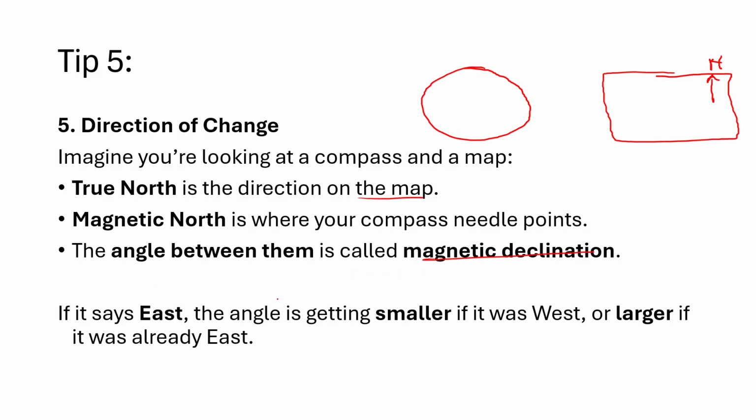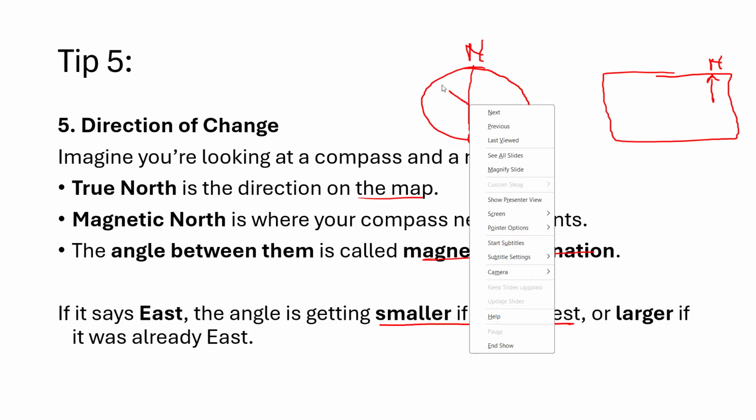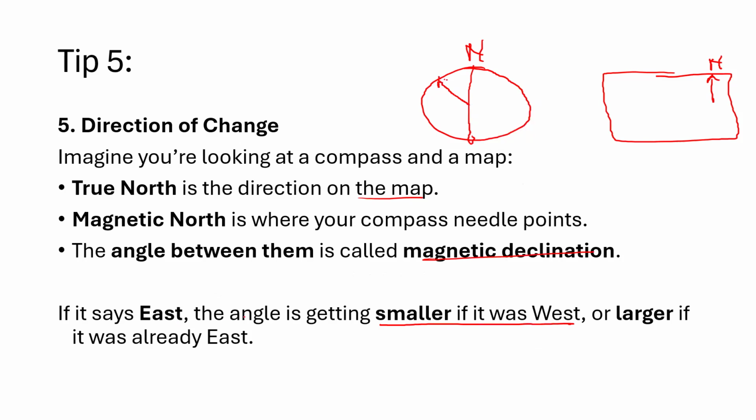So if it says east, the angle is getting smaller if it was west. This is very important to note. It will get smaller if it was west, or larger if it was already in the east. So if this is your true north, and it says east, for example, like that, the angle is getting smaller if it was west.